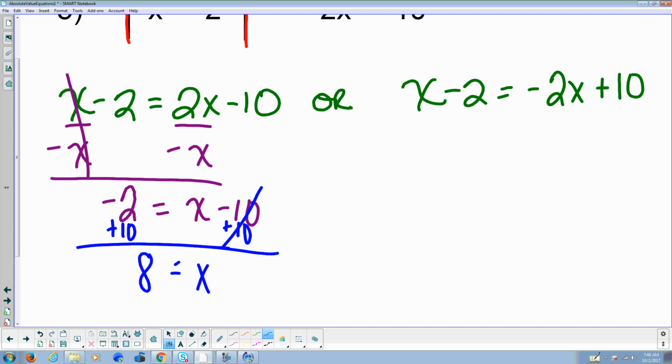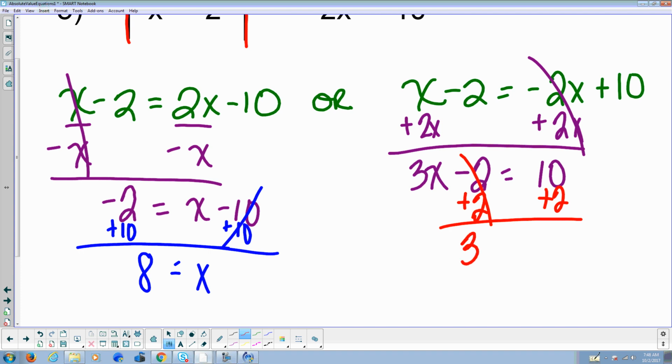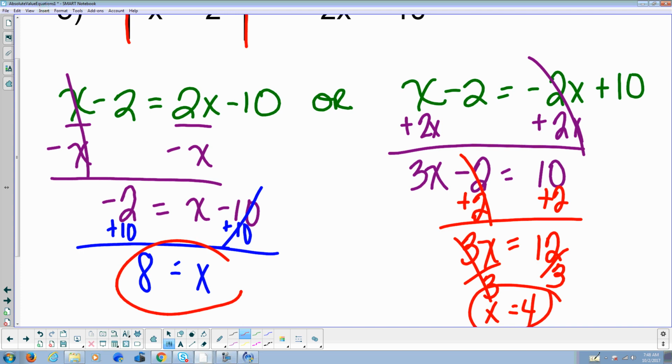On the other one, I see I have an x on both sides. I'm going to eliminate negative 2x by adding 2x. Okay, and 1x and 2x adds to be 3x minus 2 equals 10. And I'm going to add a 2 on both sides to try to get x isolated. So 3x is equal to 12. And then divide by 3. Our other possible solution is 4. So we have 4 and 8 as our two possible solutions.